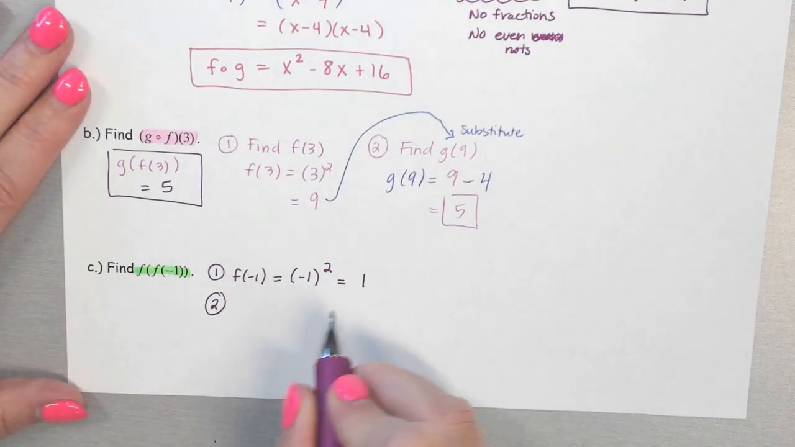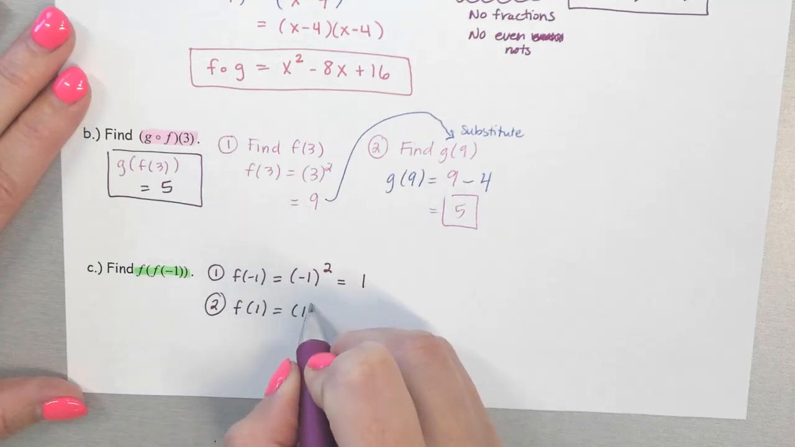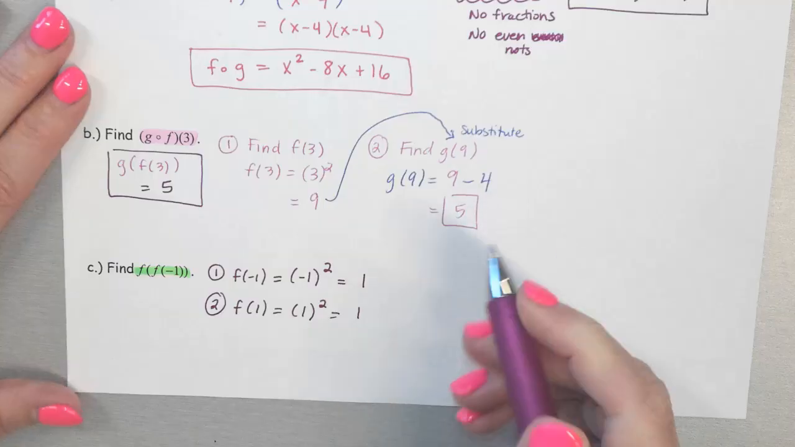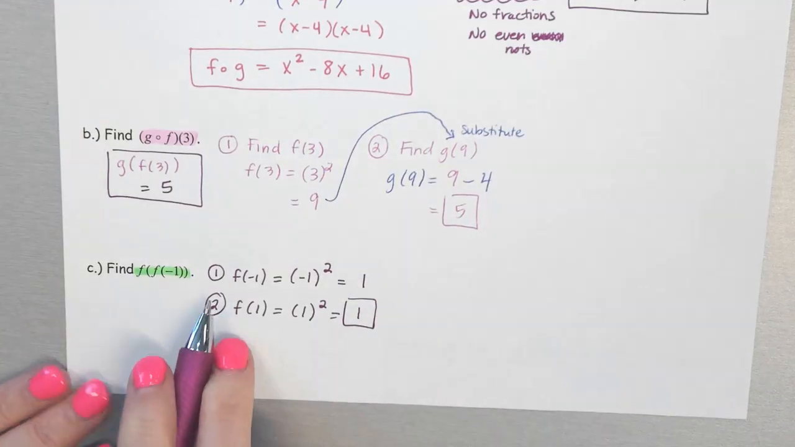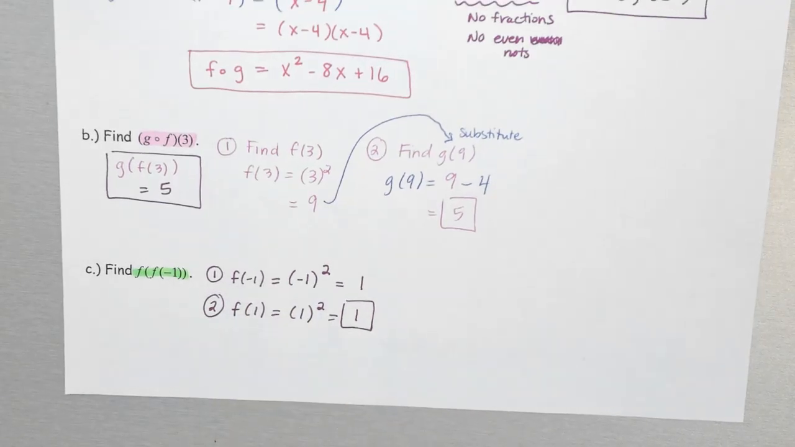And then step 2 is we're going to substitute that into the outside. And f of 1 is going to be 1. So I just want to show you, your work can be as simple as this. You do need to show your work for how you're getting your values. All right, any questions on page 1? That's step 1 and step 2.